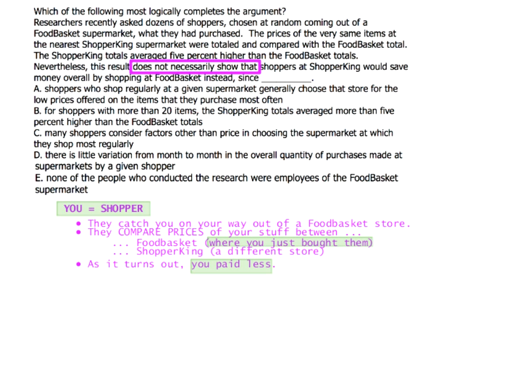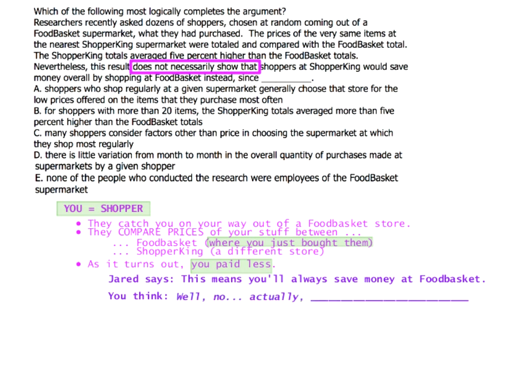Jared. I mean, Jared from not Subway, but okay. Jared from Food Basket says, this means you'll always save money at Food Basket. And you want to show that Jared is wrong. So you think, well, no, actually, blank. So you need something that's going to go in this blank.